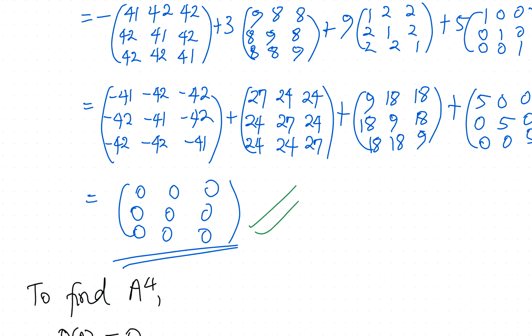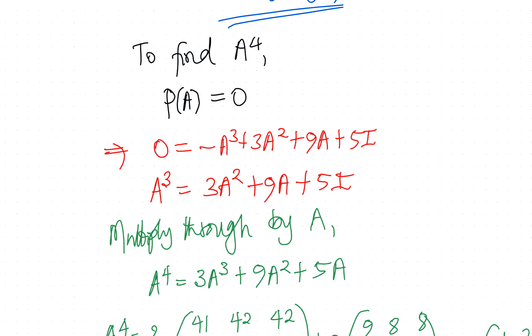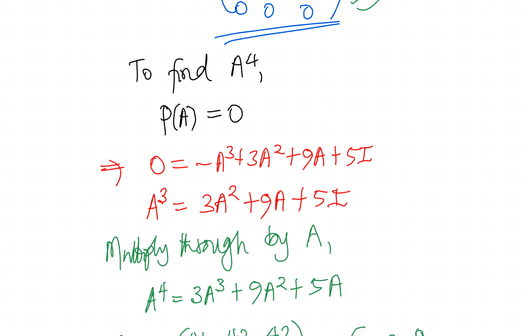You want to find A raised to power 4. You already know that rho of A is 0, at least that has been established up there. Even if you don't, going forward, anywhere you go, you should always know that when you substitute a square matrix into its characteristic polynomial, the answer is 0. So even if you don't prove it, that's established from what we have seen so far.